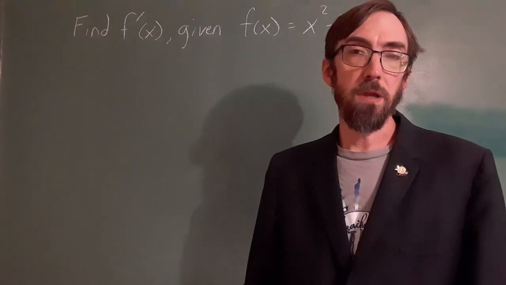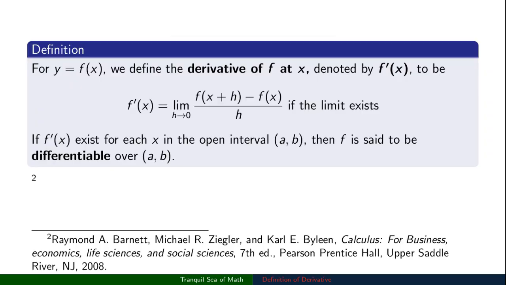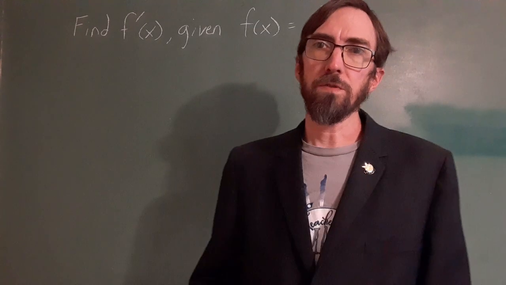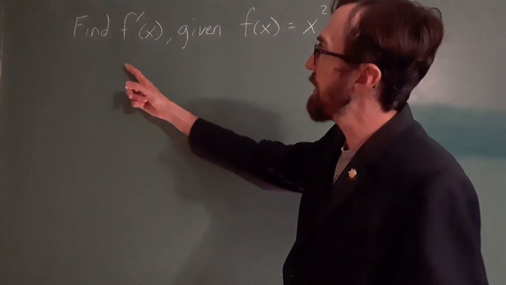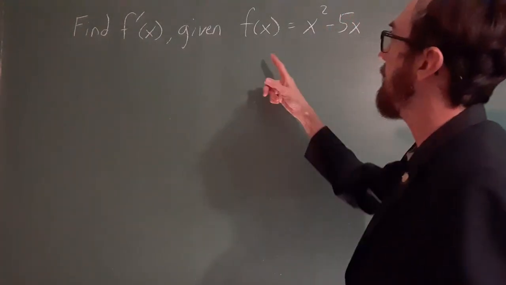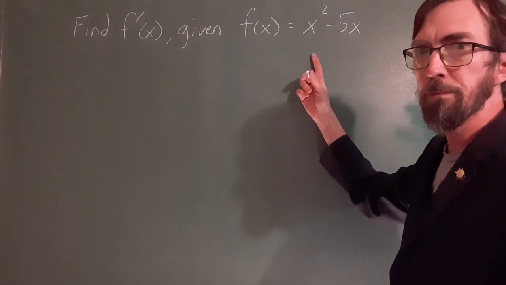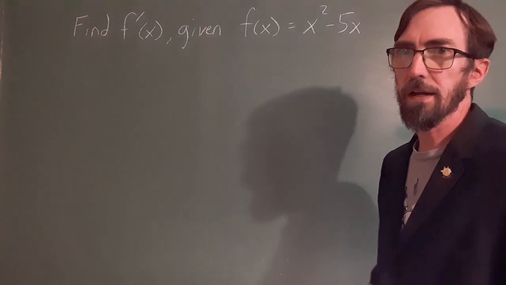We are continuing our calculus journey. We are applying the definition of derivative to determine what a derivative is given a function. So we are finding f prime of x, given that f of x is some function. In this particular case, we have x squared minus 5x.